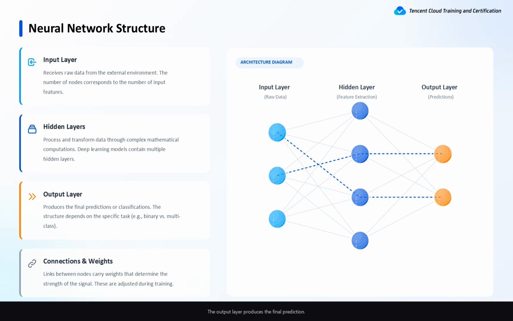The output layer produces the final prediction. For classification, each output neuron represents the probability of a particular class. For regression, a single continuous value is produced. Training involves repeatedly adjusting all weights through backpropagation to minimize the gap between predicted and true outputs.